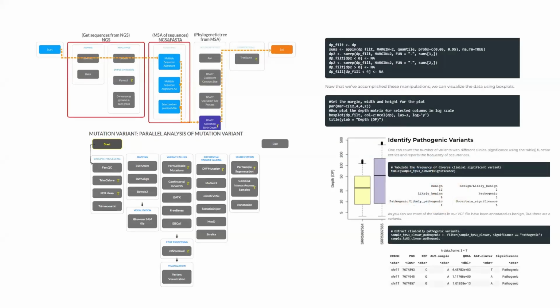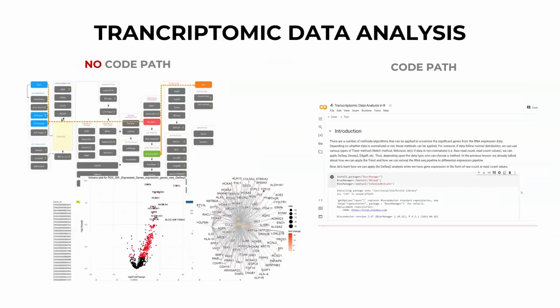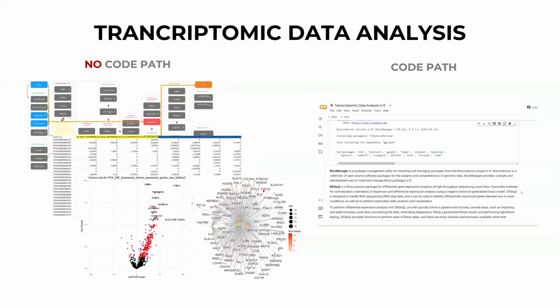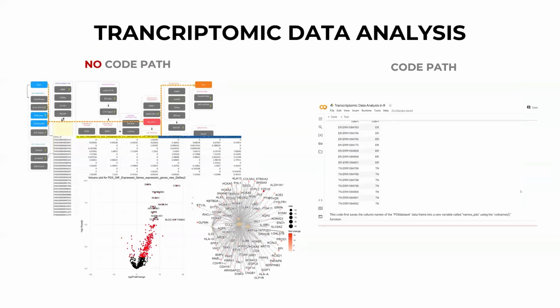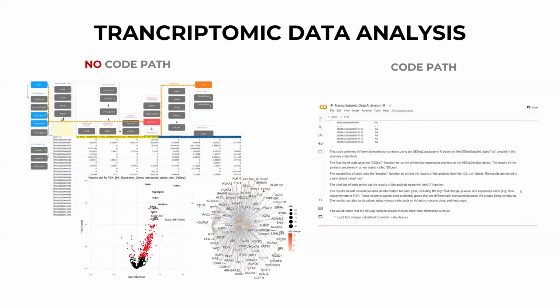And for core coders or bioinformaticians who want to follow the code path, we'll take you through the training of R or Python if you're not well equipped with it, and then we follow the code path to answer your research questions. Okay. Next is transcriptomic data analysis. I'll be explaining the non-code path and code path for each one of these omics fields.